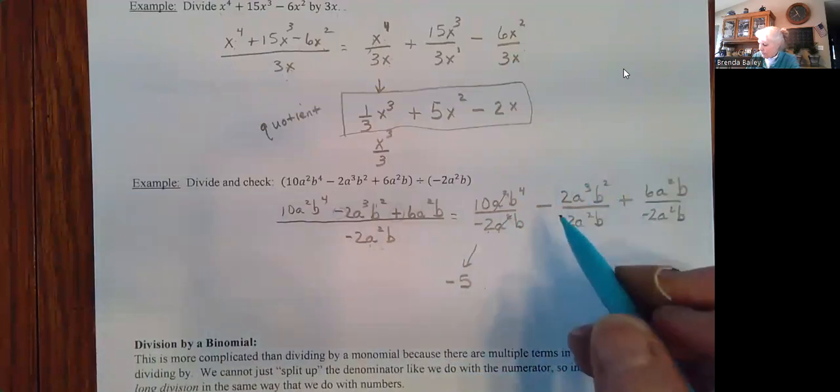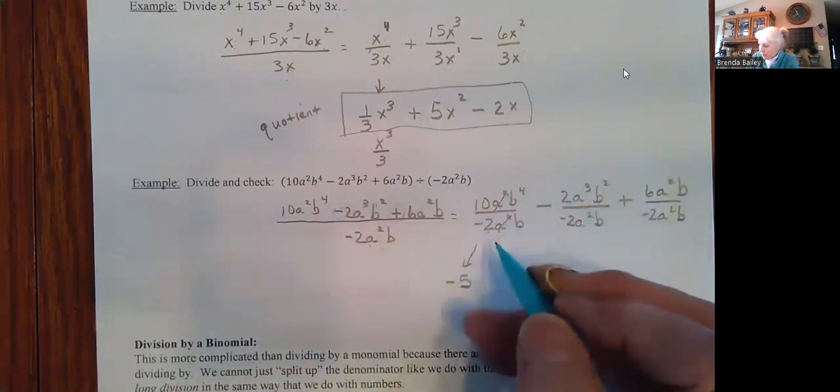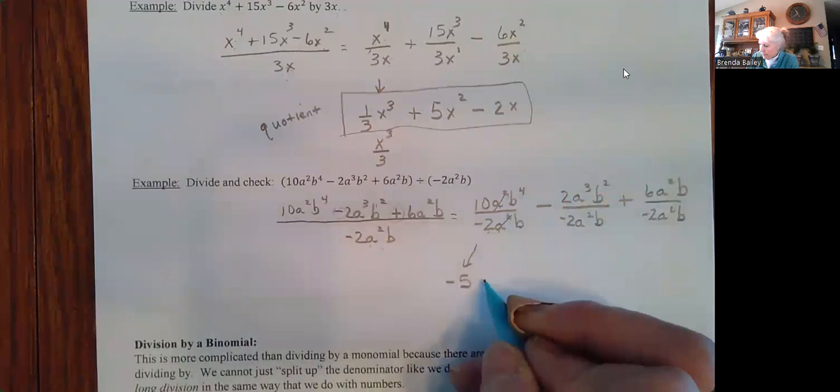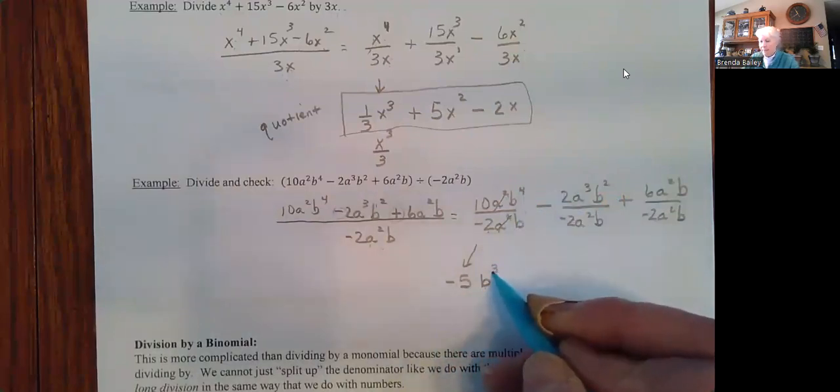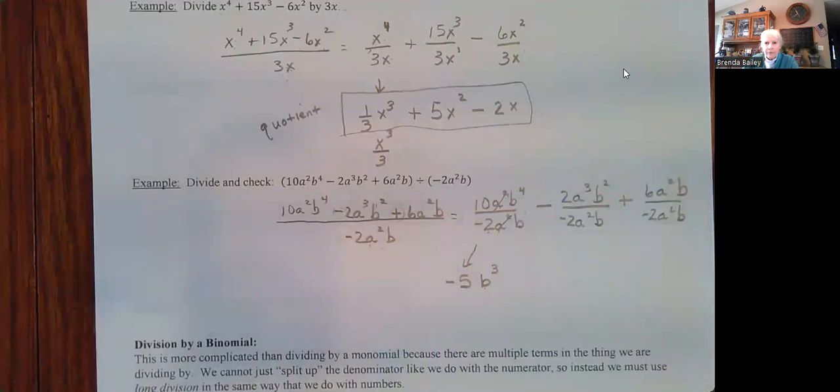Now here, those cancel. We've got b, 4 minus 1 is 3. Alrighty. So there's our first term. The a squareds cancel. They're equal to a 1, and you don't need to include that 1. Negative 5 times 1 is still just a negative 5. And then b cubed. Let's go to our next term.